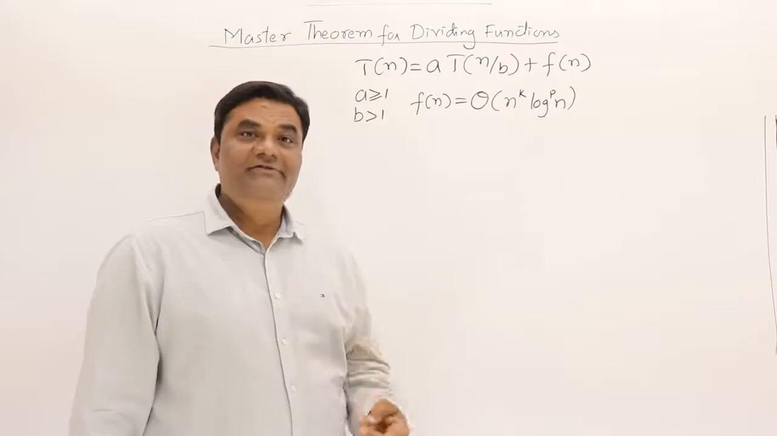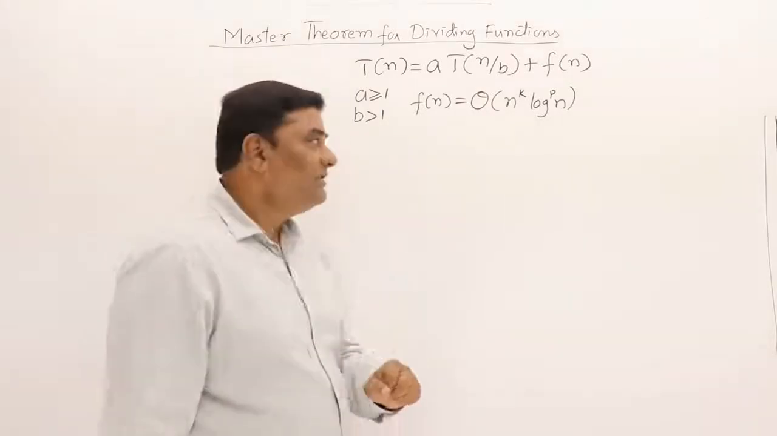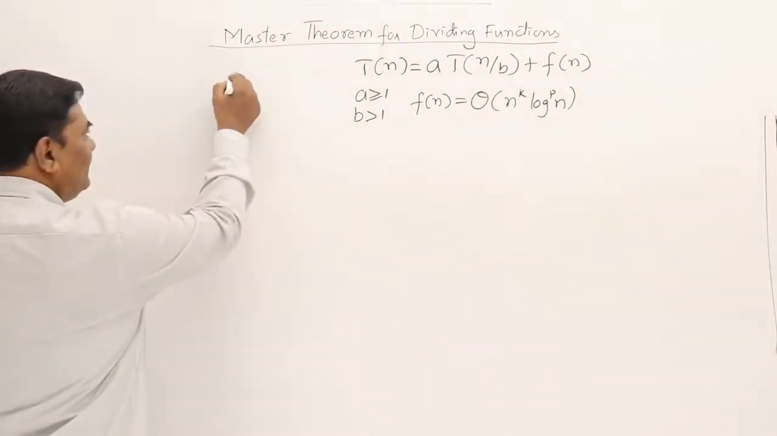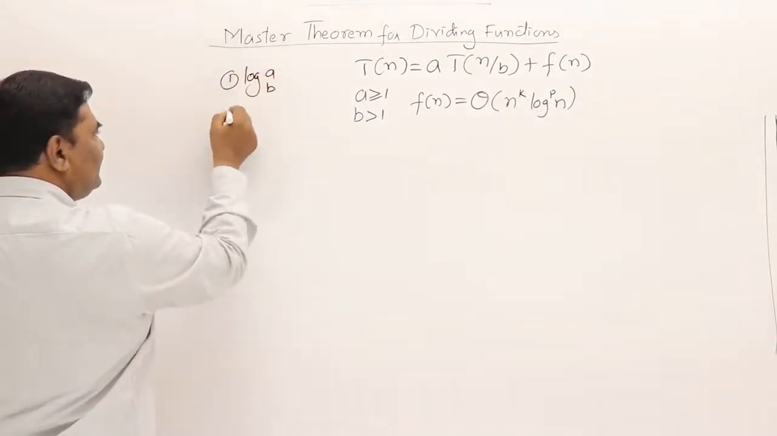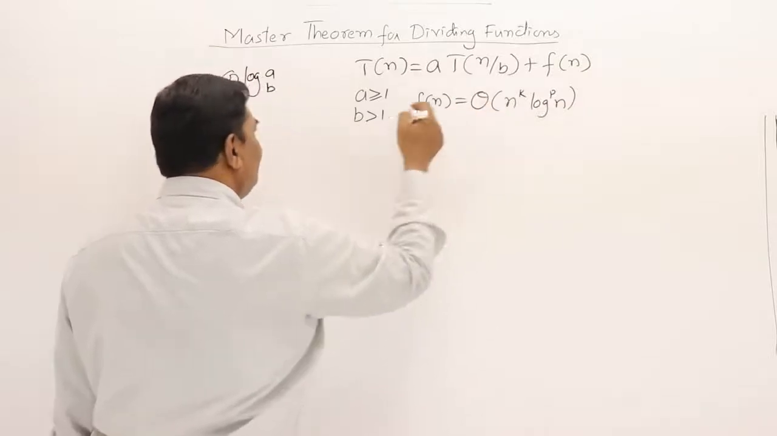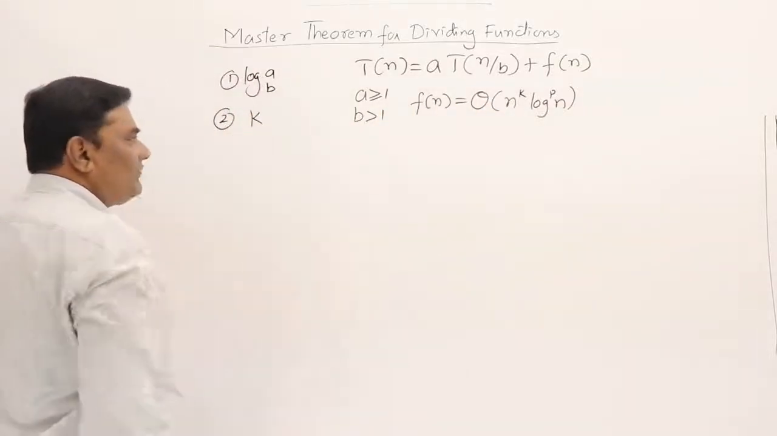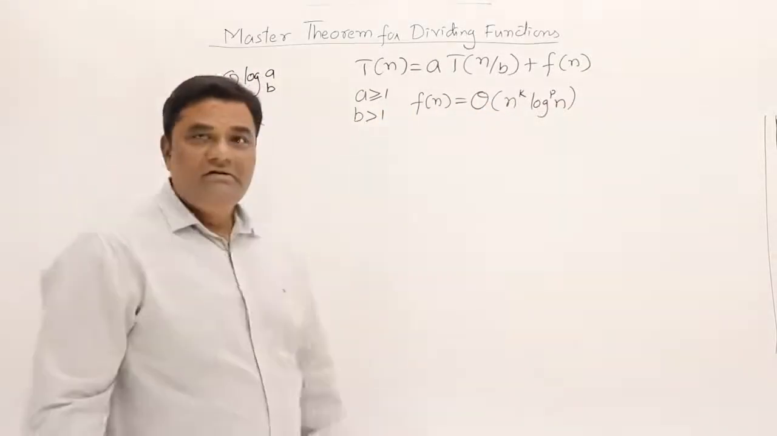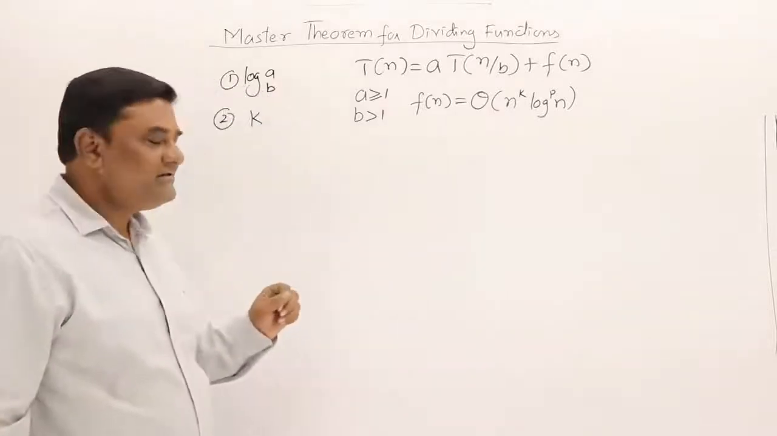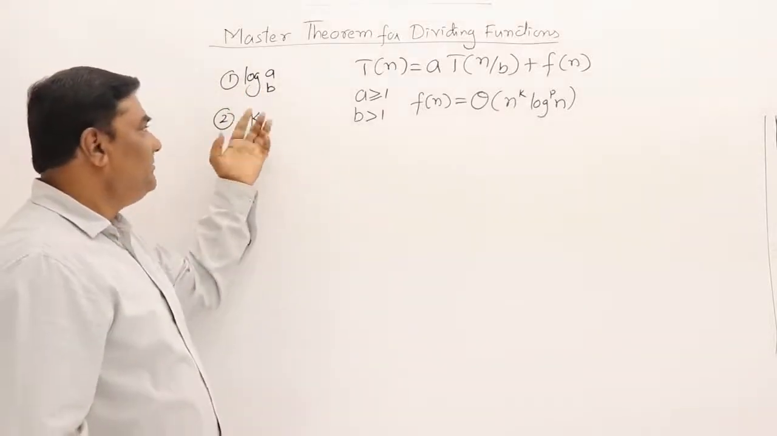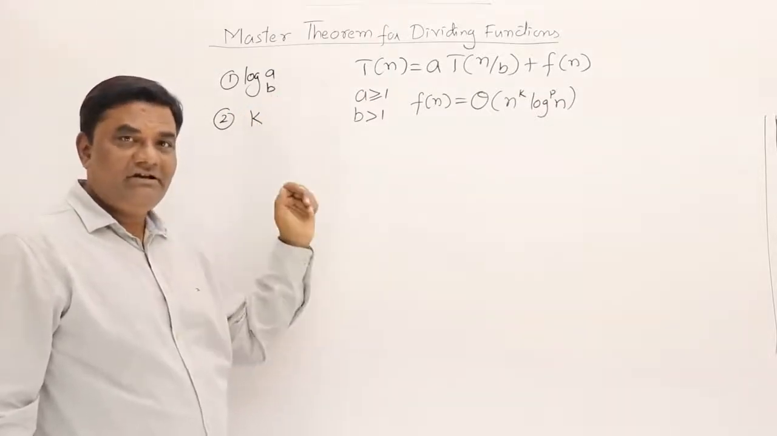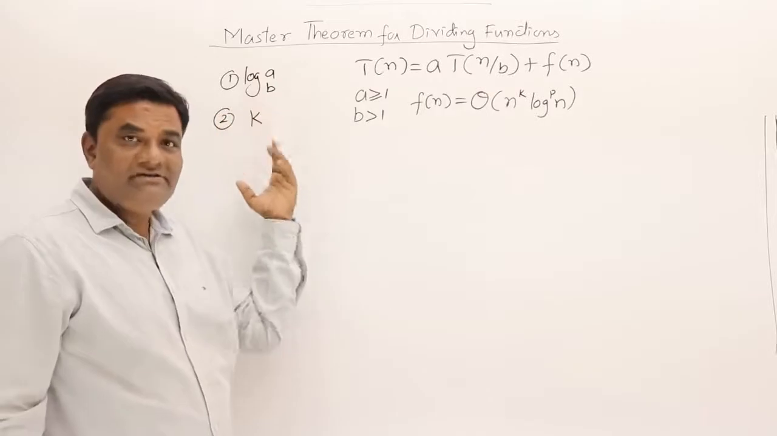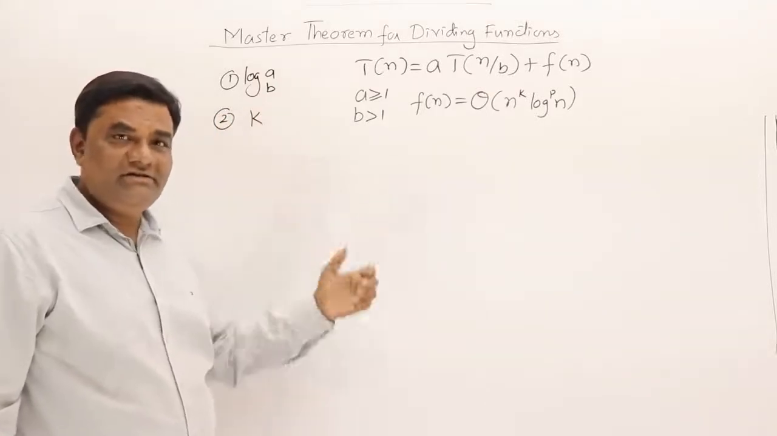Now from this we will find out two values. First is log a base b, and the second is k, that is the power of n. See, there are different methods here. Sometimes we take a and b power k. First value is a and the next value is b power k. I am taking log a base b and n. This will be easier.